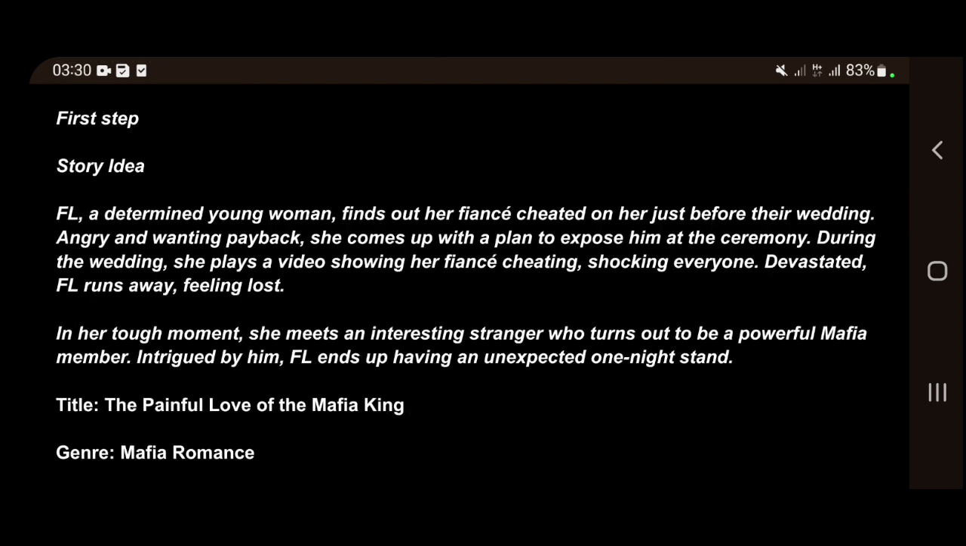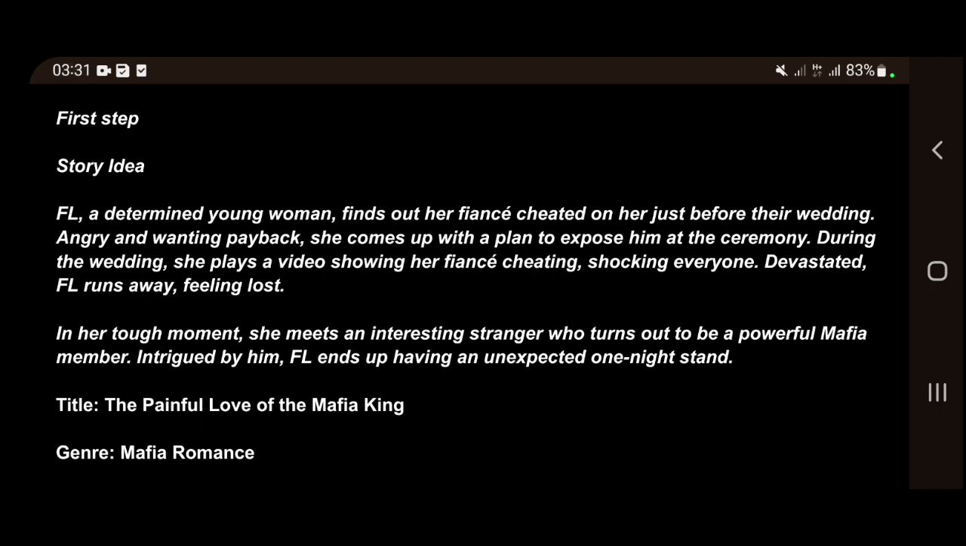So before you start to draft out an outline, the first thing you have to do is get your story idea, okay? So the story idea I have here is that the FL, which is the female lead, a determined young woman, finds out her fiancé cheated on her just before their wedding.